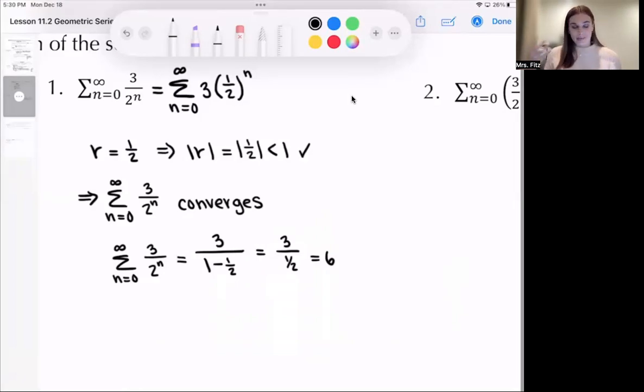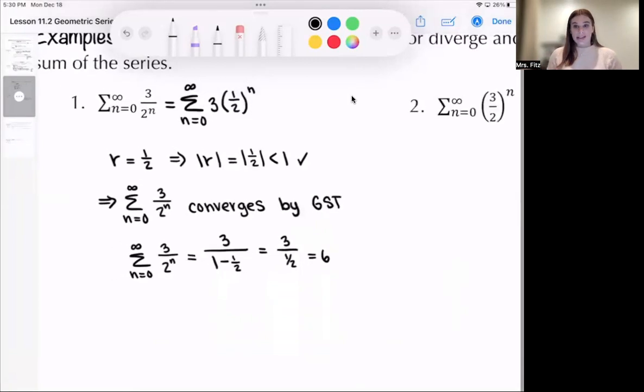Also, a little out of practice, but I just realized you have to state the test used. So it converges by, and you can abbreviate it as GST, geometric series test. Whenever you tell me that a sequence or series converges or diverges, make sure you tell me the test used. In this case, it's the geometric series test, GST.